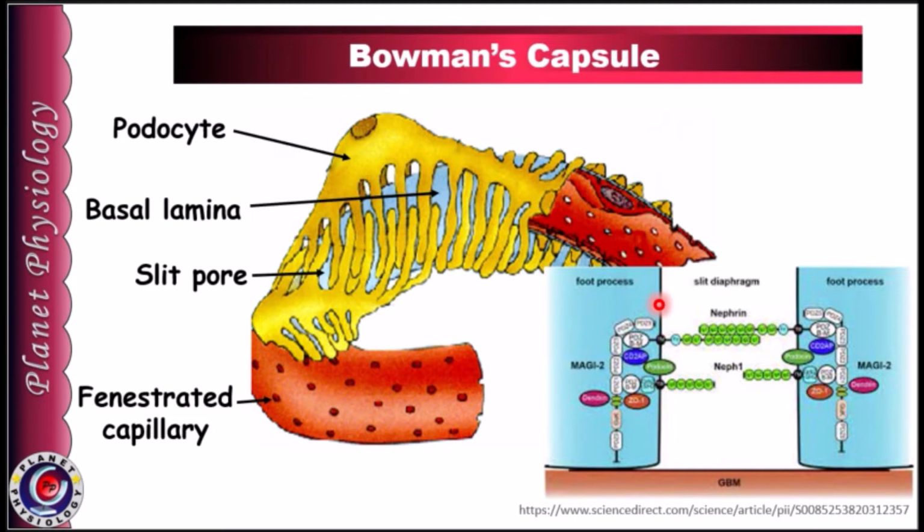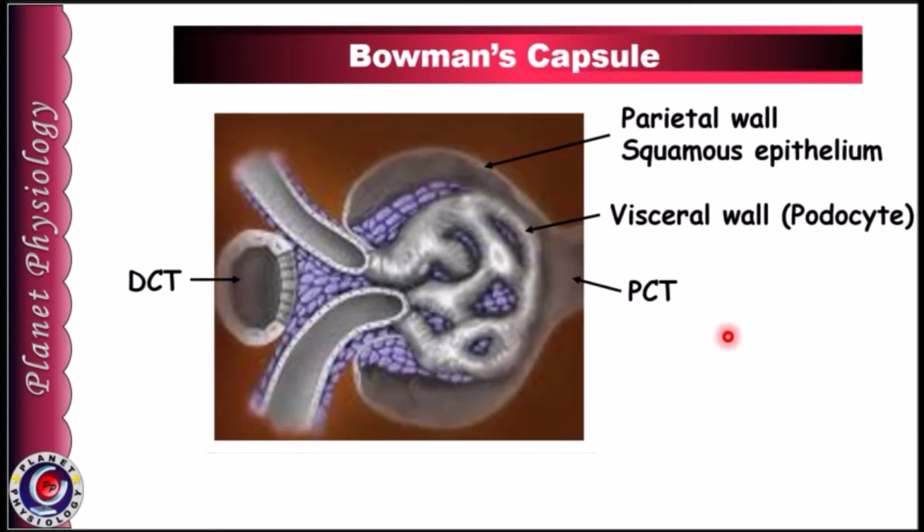Slit diaphragms are actually a specialized form of tight junctions. Key structural proteins of these diaphragms are transmembrane proteins called nephrin and Neph1. They are present on the tips of podocytes, form a meshwork and also possess strong negative charge. Thus, they restrict filtration of proteins. Mutations of nephrin gene are associated with congenital nephrotic syndrome of Finnish type, which is associated with massive proteinuria. All these features help glomeruli in selective filtration of plasma.